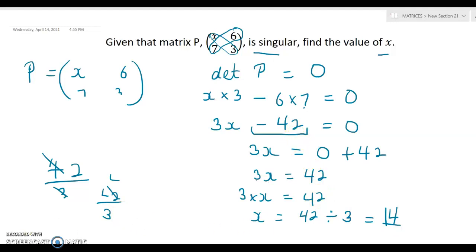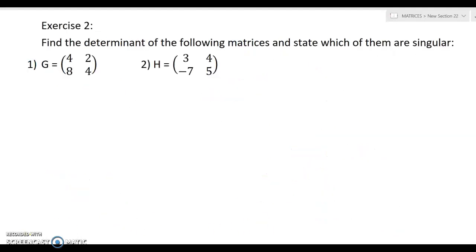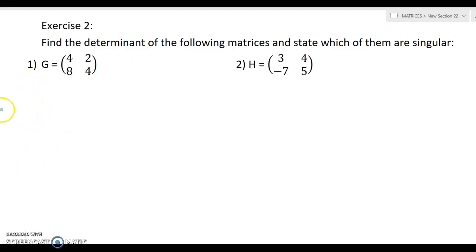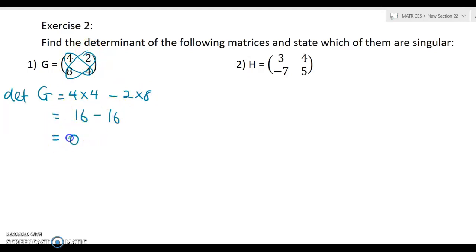Alright, so last of the questions. Find the determinant of the following matrices and state which one of them are singular. Right, so let's just move around this one here to get some space. Alright, so let's do number 1 first. So the determinant of matrix G, 4 by 4, take away 8 by 2, or 2 by 8, doesn't matter which one it is. So 4 by 4 is 16, take away 16. The determinant is 0, so the determinant of G is 0.